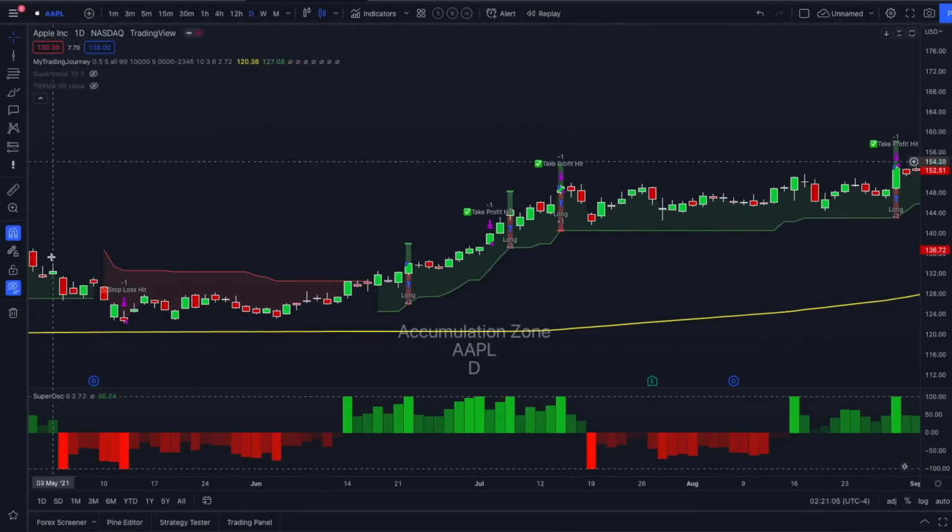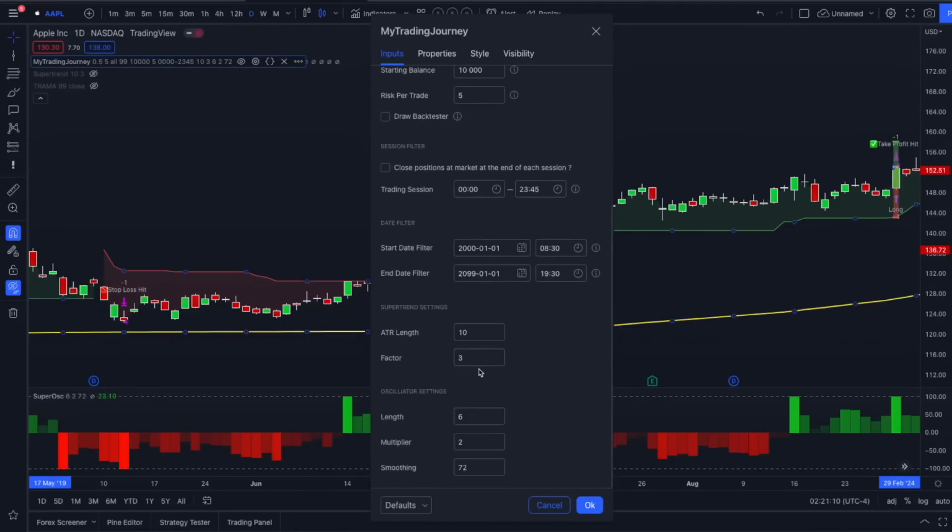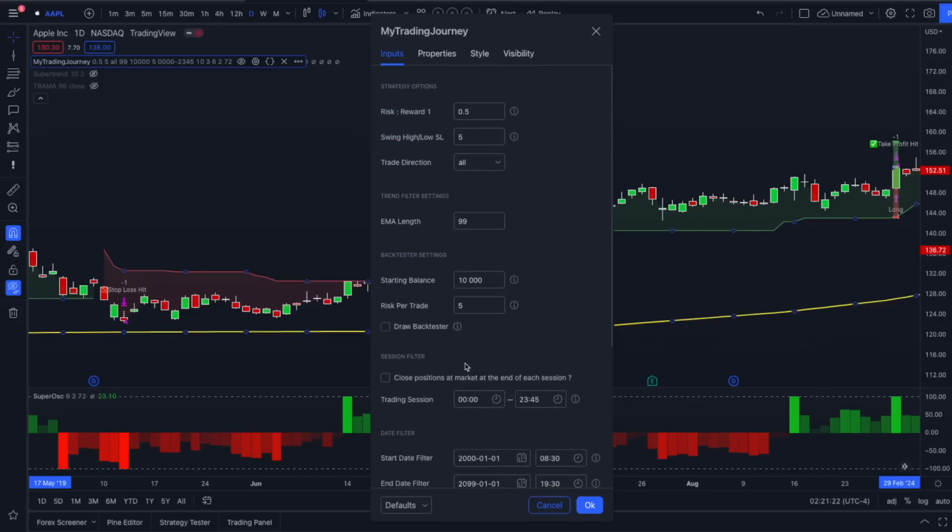So for the Apple daily chart, I modified the settings of the indicator a little bit because I found better returns if I'm changing the super oscillator settings, if I'm changing the multiplier down to 2 instead of 3. So I've already adjusted it, and you can do it with this whole script within seconds.